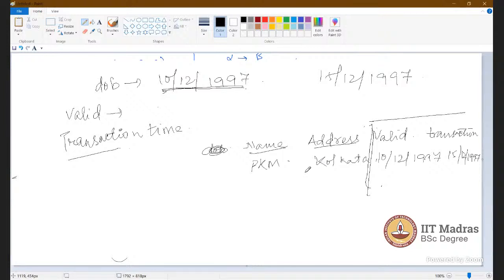Let me take a simple example. Suppose we completed this DBMS course on 23rd of March, but we are updating it into the database on 24th of March. Then the valid time will be 23rd of March and the transaction time will be 24th of March. Is there any confusion?